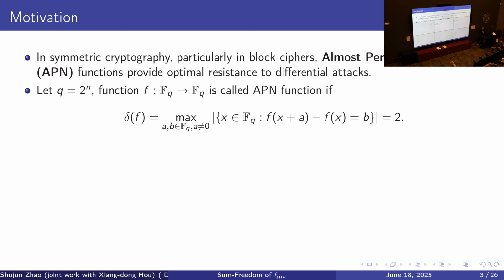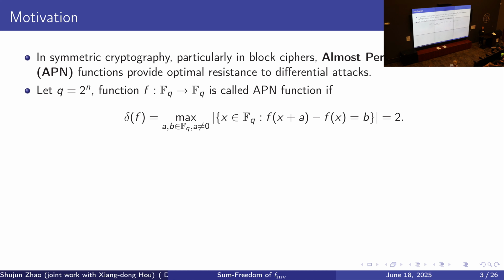So the idea of sum-free function comes from the APN function, which is almost perfect nonlinear function, and it is very important in symmetric cryptography, especially in block ciphers. And how is the APN function defined?